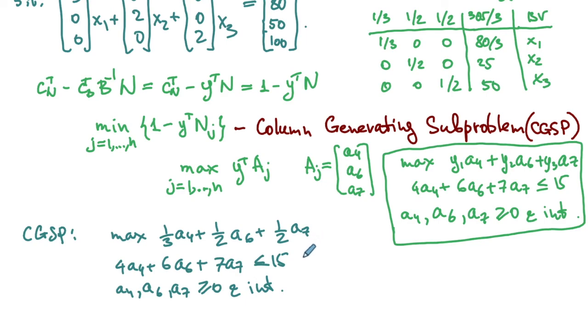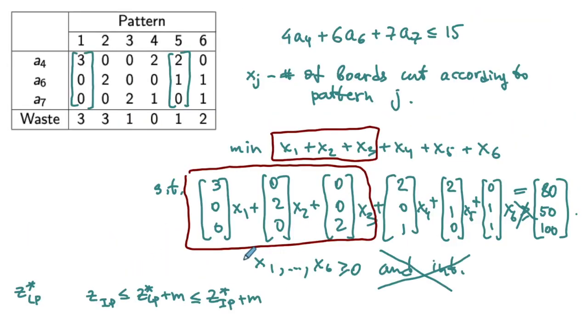Or alternatively, since we already have all the patterns listed in a table, we can just check which of the patterns has the highest objective. So we have the coefficients of 1/3, 1/2, and 1/2. And if we go to our patterns here, then we can see that both the fourth and fifth pattern will yield the optimal objective value for our knapsack problem. So we'll have 2/3 plus 1/2 as the optimal objective value. So let's go with the column 4 here.